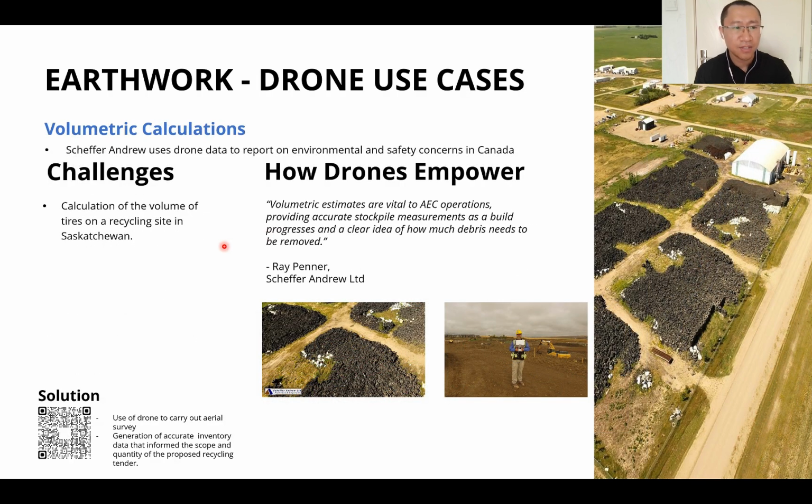There's a drone use case with volumetric calculation. Shuffle and Drone used drone data to report on environmental and safety concerns in Canada. Their challenge was that they needed to calculate the volume of the tires on the recycling site. If they use the traditional way, it will be harmful to the personnel and it cannot easily get accurate data. But they chose the drone solution and finished this job very quickly and very accurately. If you want to know more details, please scan this QR code for more information.